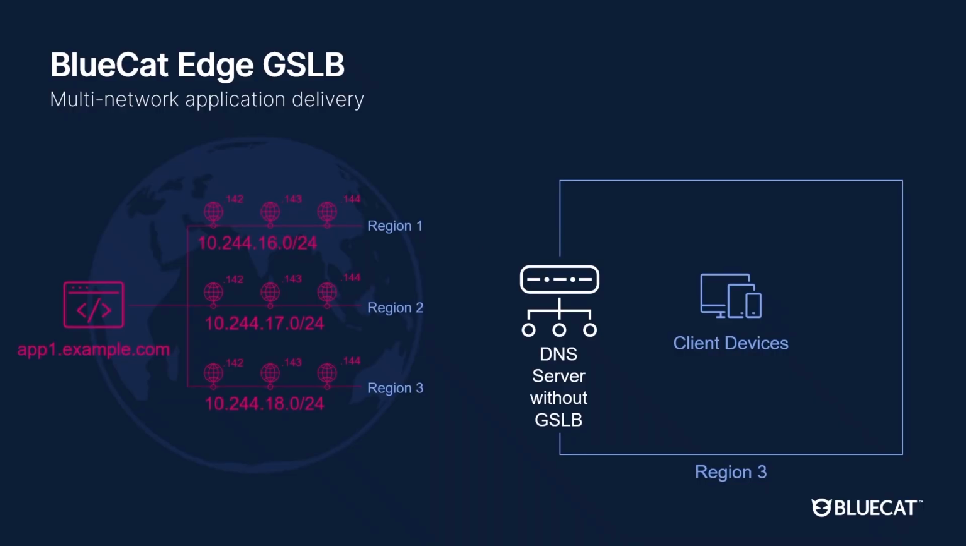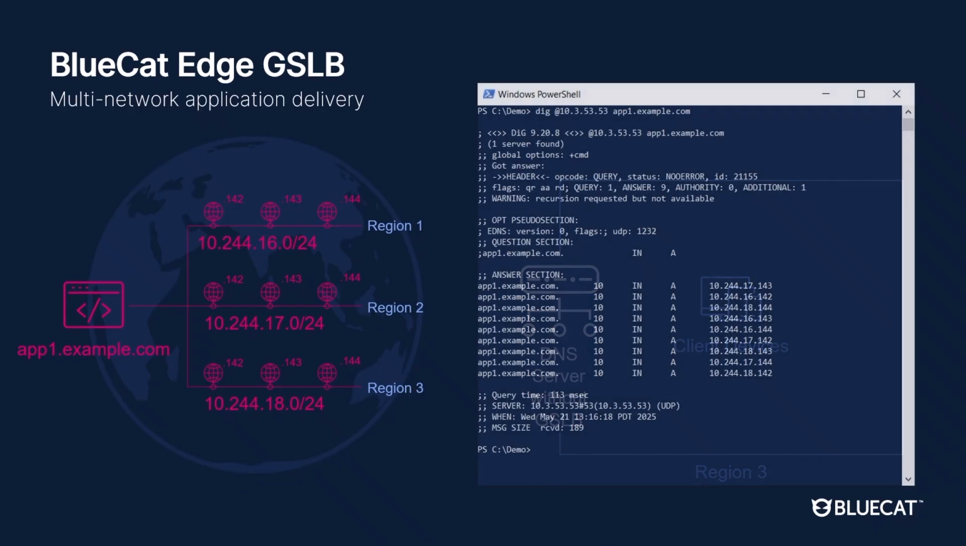Let's get started. In our demo, app1.example.com is delivered by servers across 3 different regions. Each region has its own assigned subnet, 10.244.16.0/24 for region 1, .17 for region 2, and .18 for region 3. Our goal is to optimize the experience for clients in region 3.